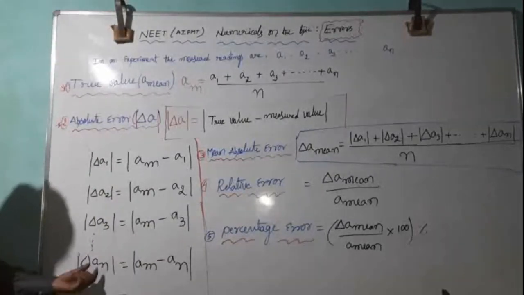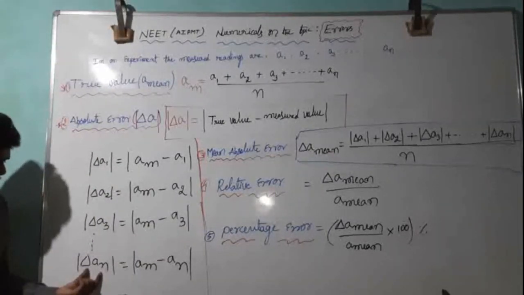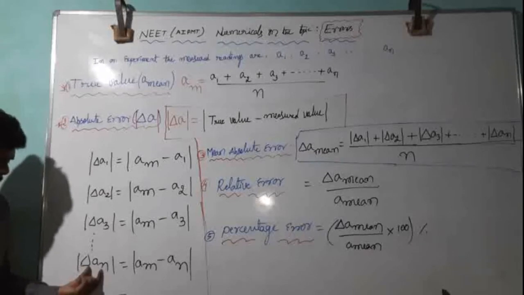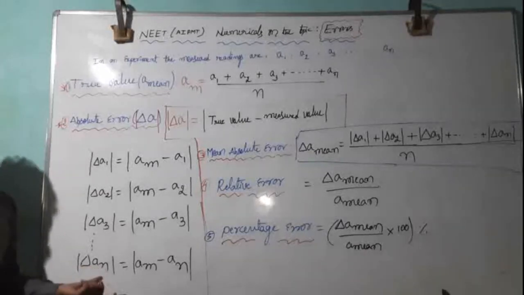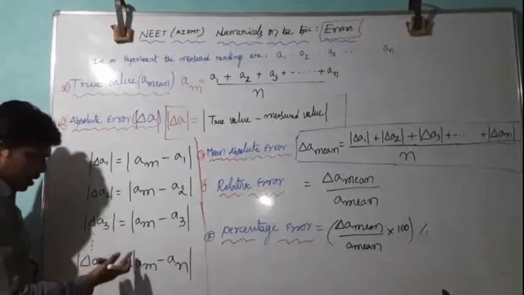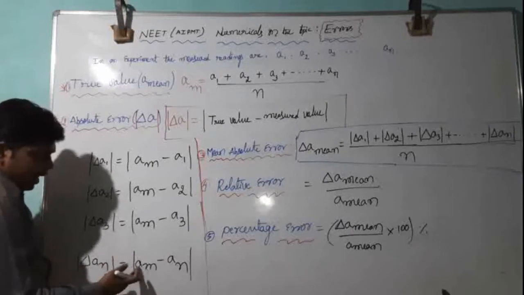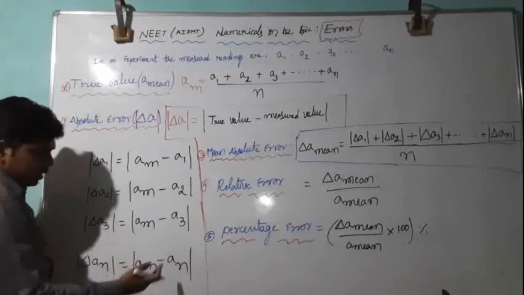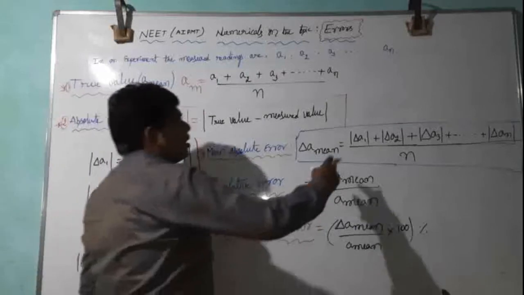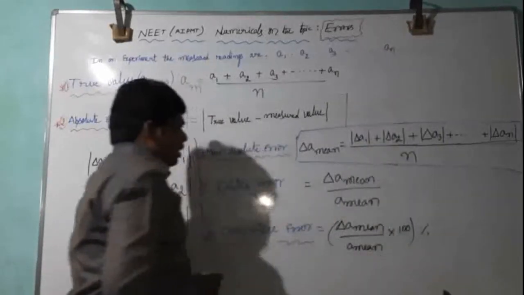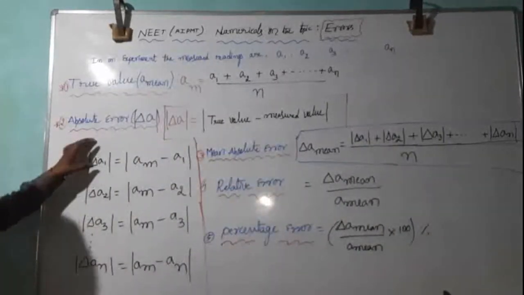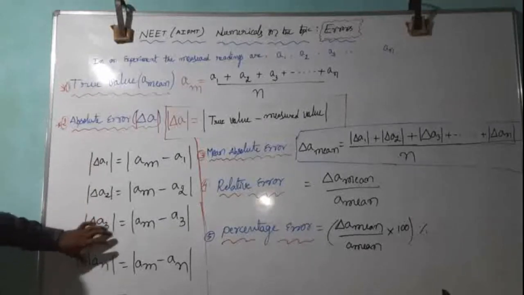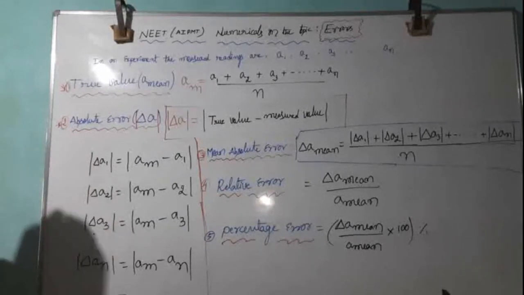Next, while finding the magnitude of the nth absolute error, what is the formula for that? Magnitude of the mean value minus the nth measured value. The nth measured value is indicated by AN. Next, after finding the n absolute errors, we have to go for the third point.